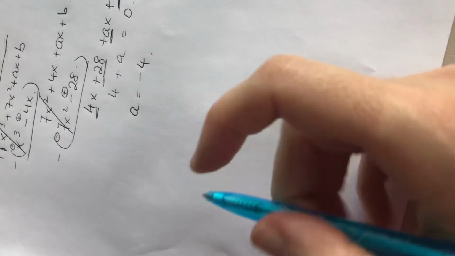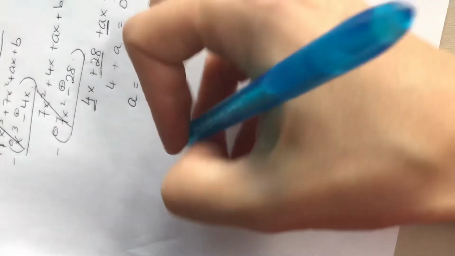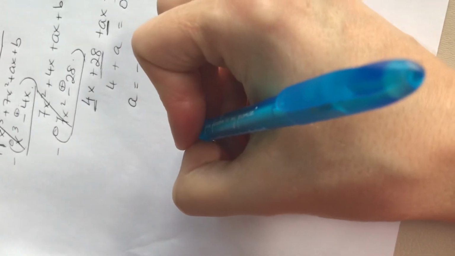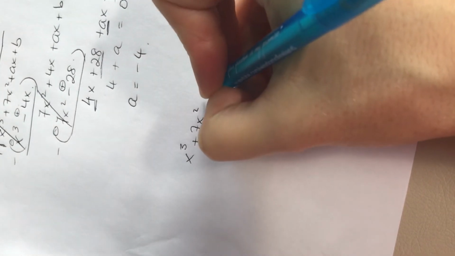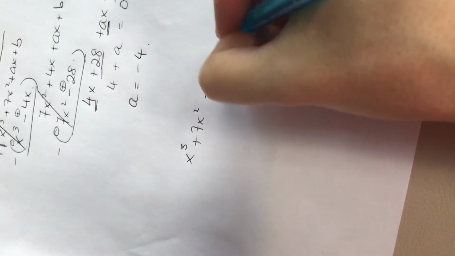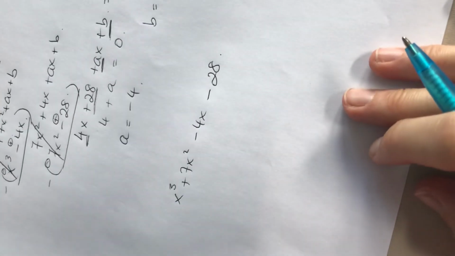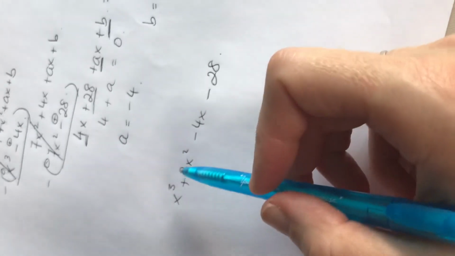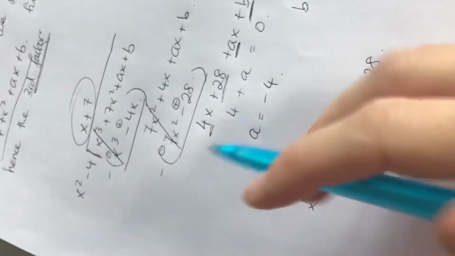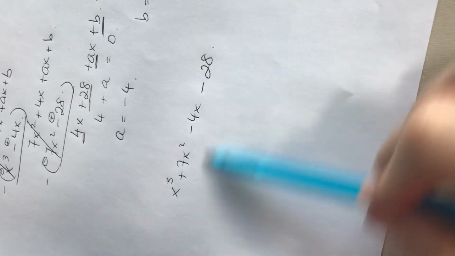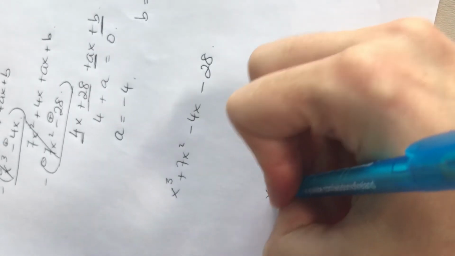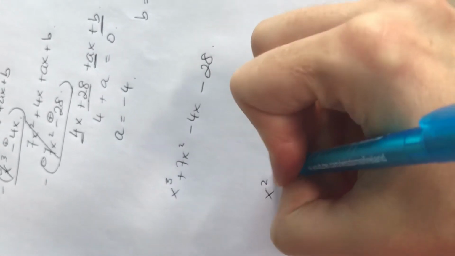So let's go back now. And we found a and b, and we found the third factor. Let's just maybe make sure. x cubed plus 7x squared minus 4x minus 28. Apparently that's the original cubic I was given. How would I know if I'm right or wrong? Well, why don't I multiply out this and see, do I get this? So let's just make 100% sure that I have the right answer.